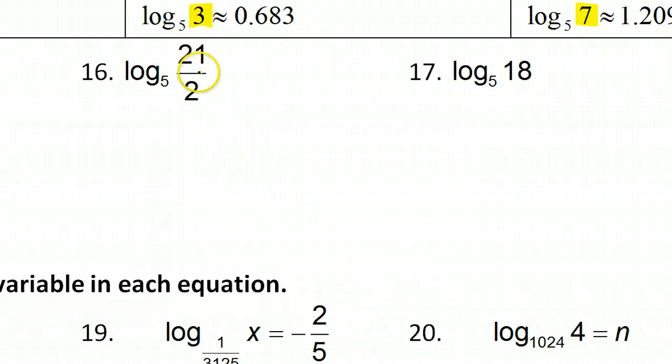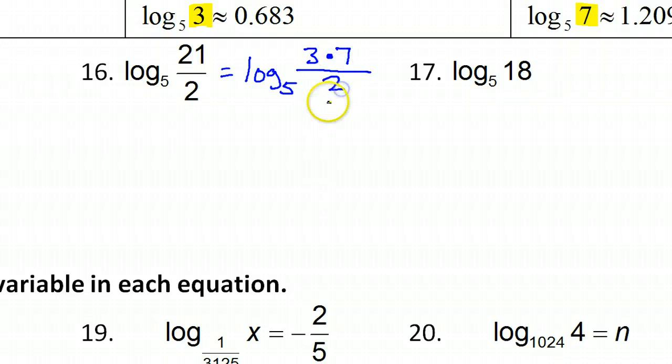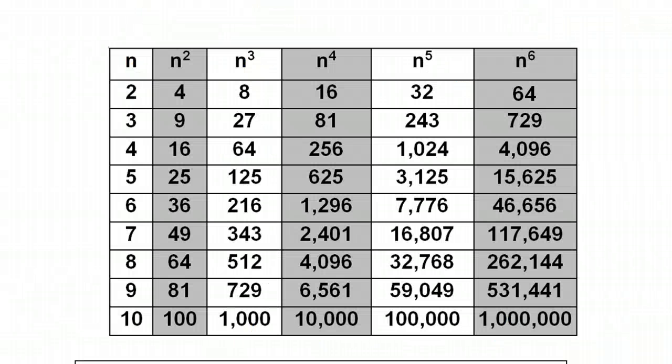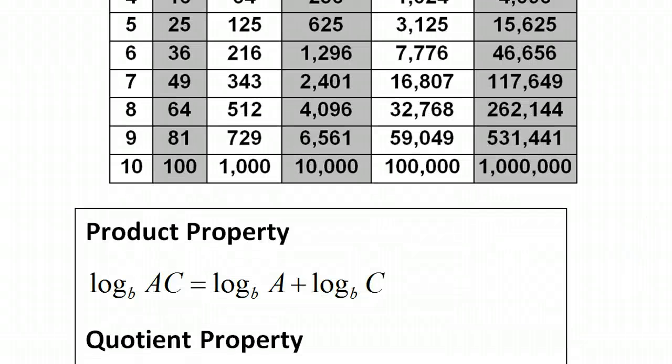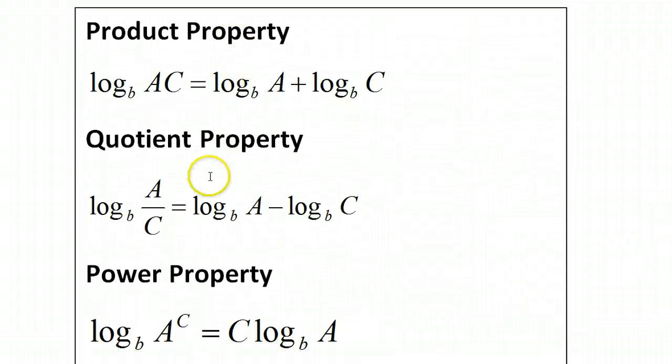Alright, number 16. Now, we're allowed to use 2s and 3s and 7s. So the 2 is good. And now the 21 is 3 times 7. So in other words, this is the same thing as having log base 5 of 3 times 7 over 2. So remember how we did the last problem. We could expand this using a combination of the product rule and the quotient rule.